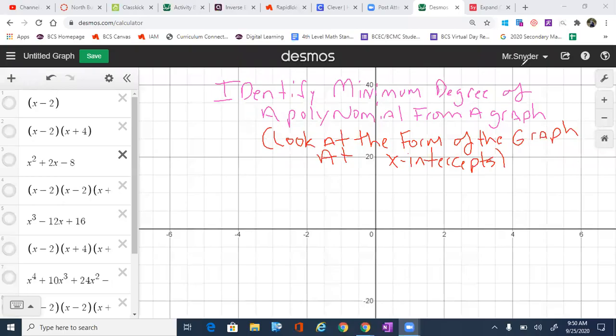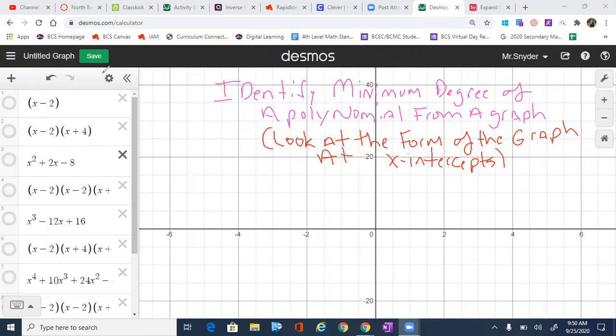All right, y'all, here are key features of polynomial graphs and how we can identify the minimum degree of a polynomial just by looking at the graph. I'm going to step you through a couple of things, including multiplicity, x-intercepts, and counting the degree just by looking at that piece on the graph.